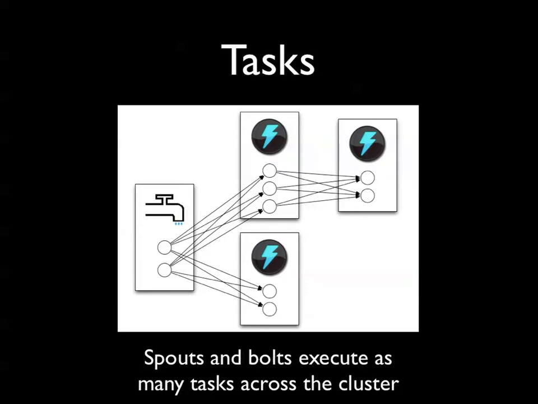One of the key things about Storm is that spouts and bolts are inherently parallel. They execute as many tasks across the cluster. Like in this diagram, the spout on the left has 2 tasks, the bolt on the top has 3 tasks, and the bolt on the right and bottom each have 2 tasks. And the tasks actually communicate directly to one another, passing messages. This is a logical view of what a topology looks like.